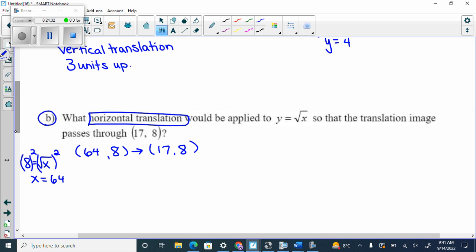Okay, so we're going from 64 to 17. So we're moving to the left. How many? 47. A lot, also 47. So we have a horizontal translation. 47 left. Boom.